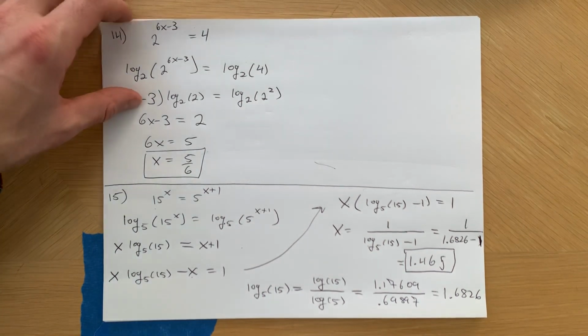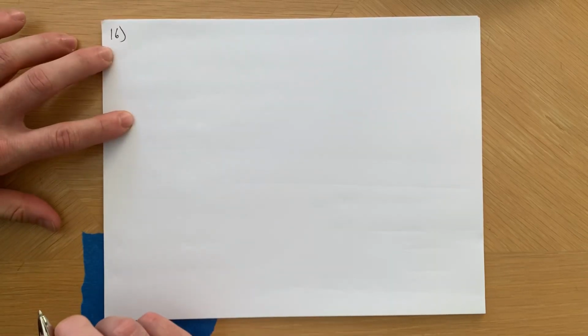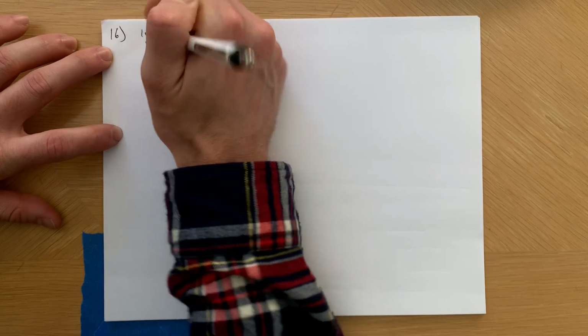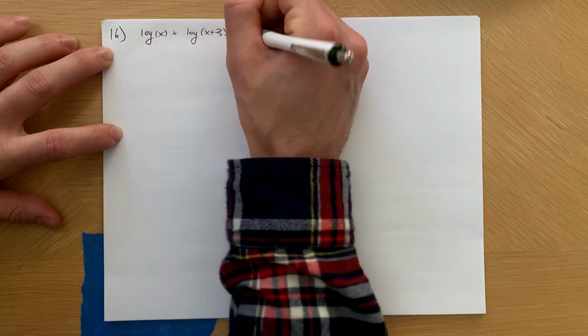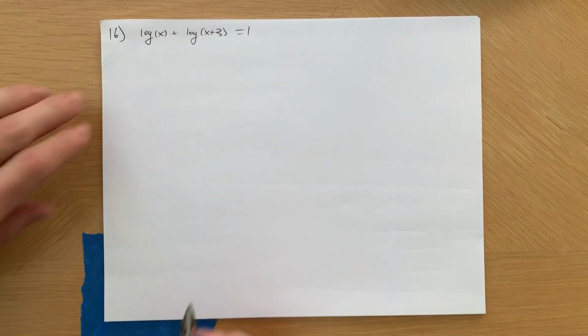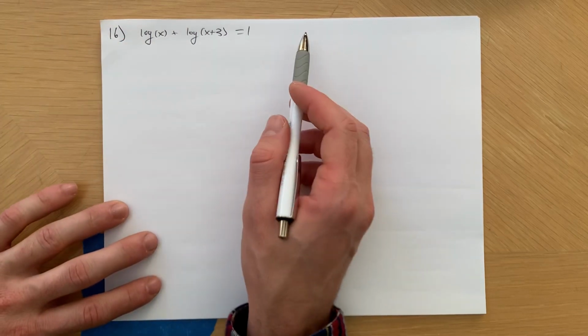So on to the next one, number 16. We want to solve this equation: log of x plus log of x plus 3 equals 1. In order to solve these log equations, what we want to do is combine all the logs and put them on one side, and then all the other numbers on the other side.